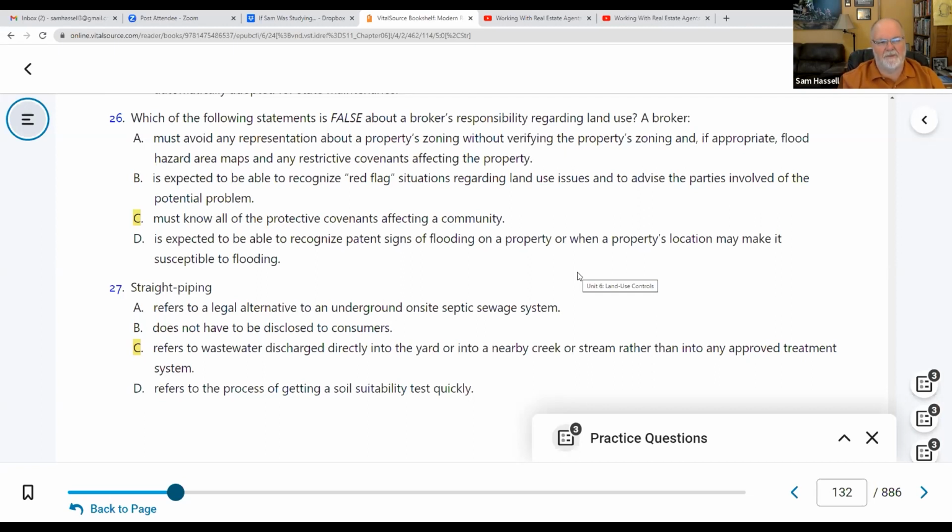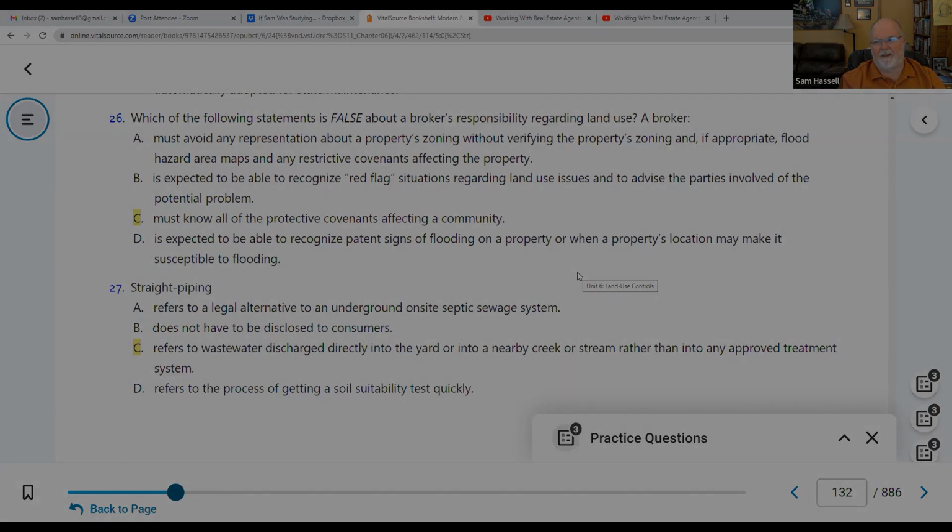Last one, straight piping. Answer C, it refers to wastewater discharged directly into the yard or into a nearby creek or stream rather than into any approved treatment system. This is illegal, this is disgusting, and you should turn somebody in for this. So you need to have either city water and city sewer, or you need to have on-site septic. You cannot discharge gray water into the river, creek, backyard, anything like that. Not allowed.